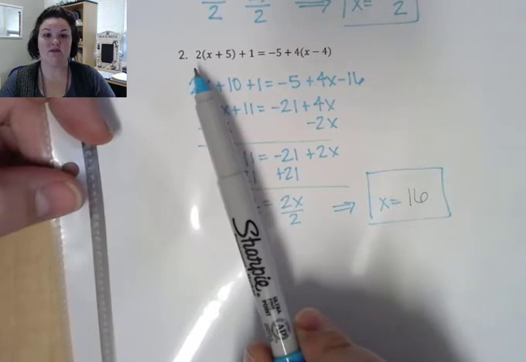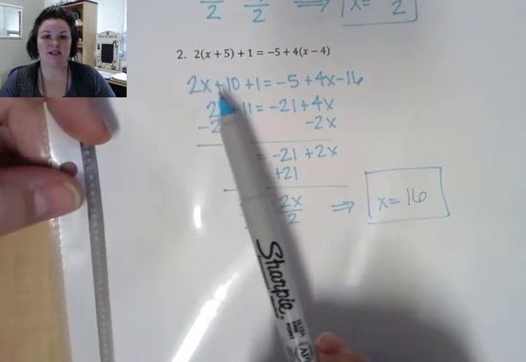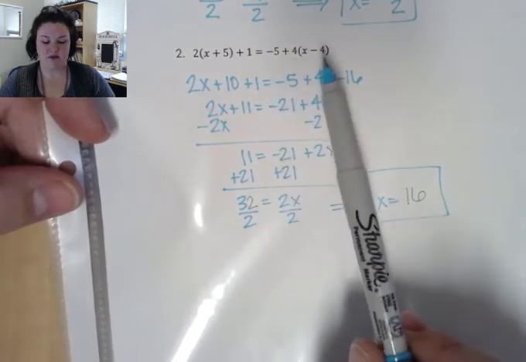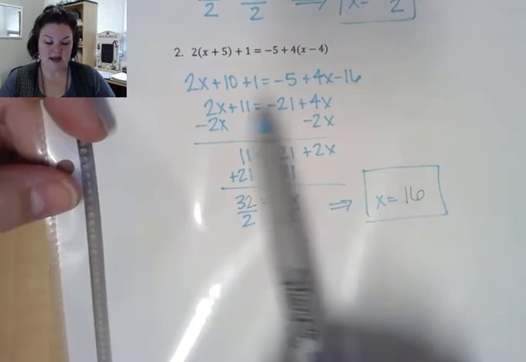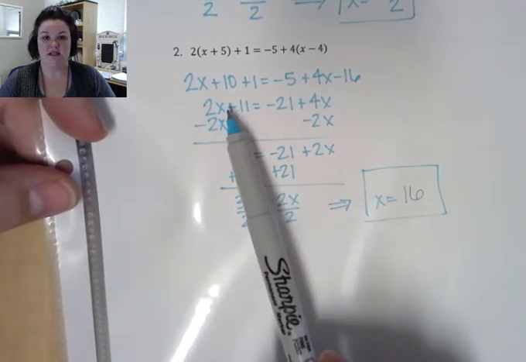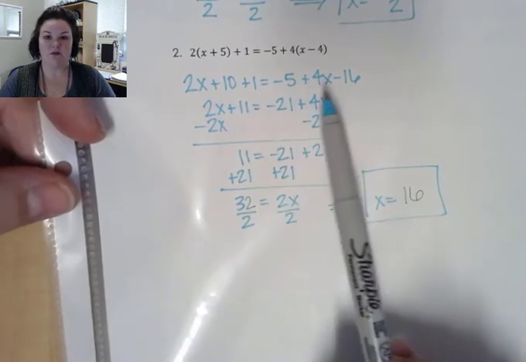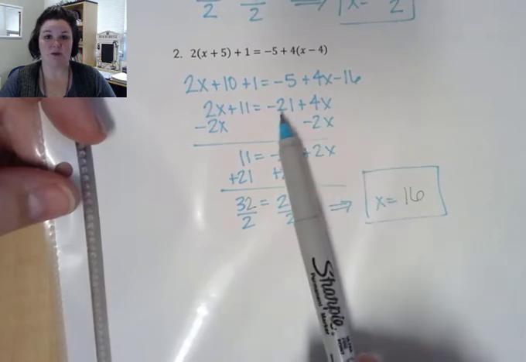Okay? All right, when we look at the second one, again, we're going to take care of what is outside the parentheses first. That's our order of operation. So we're going to distribute this 2, which gives us 2x plus 10. Then we bring down that 1. We bring down our -5. We distribute our 4, which gives us 4x minus 16. And now we need to combine terms on both sides. So on the left side, I can combine my 10 and my 1 to get 11. On the right-hand side, I combine my -5 and my -16 to get -21.